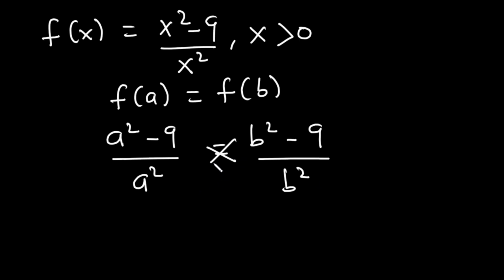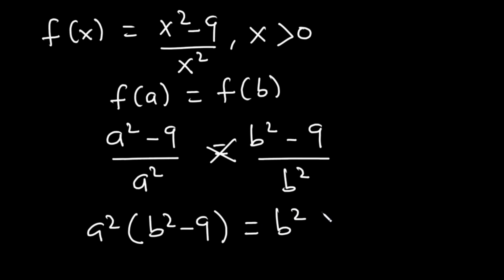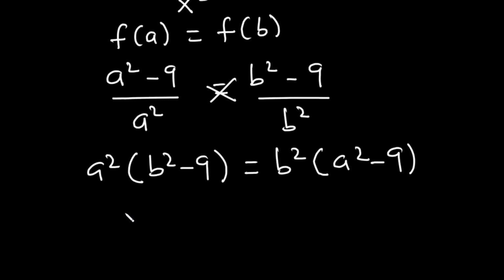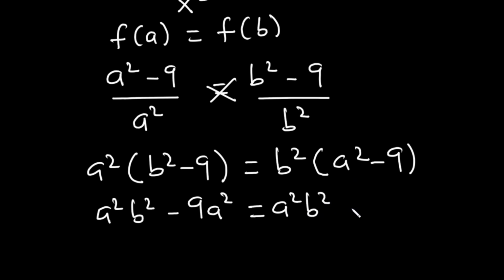So we cross multiply. Now we are going to have a squared into bracket b squared minus 9, which is equal to b squared into bracket a squared minus 9. So we multiply across. A squared times b squared is a squared b squared, minus 9 times a squared is 9a squared. B squared times a squared is a squared b squared, and then 9 times b squared is 9b squared.